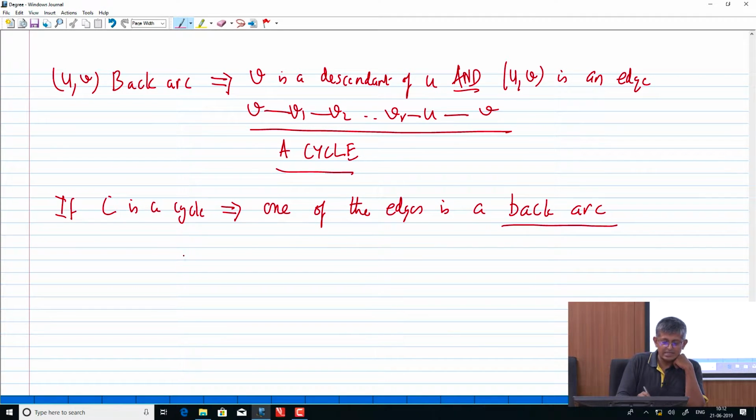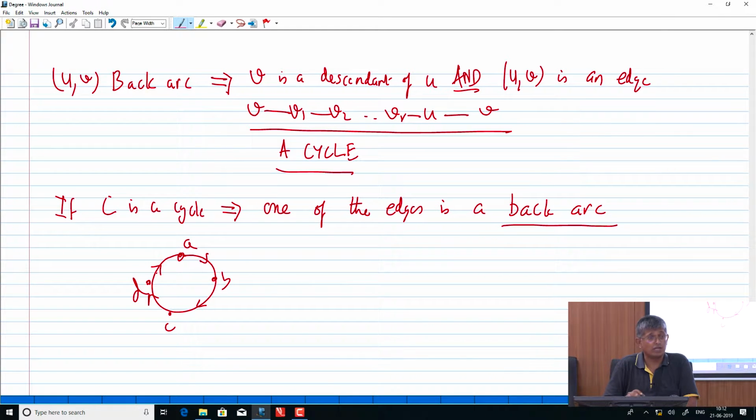So let us draw the graph. Let us say this is a cycle, A, B, C, and it's a directed cycle. I am not assuming any undirectedness, nothing. So now, at some point of time, the depth first search will visit A first. And then if it visits this edge B, then this edge C, then this edge D, then clearly DA is a back arc by definition, because in the sequence I spoke, this is a tree arc, this is a tree arc, this is a tree arc, and this is a back arc.